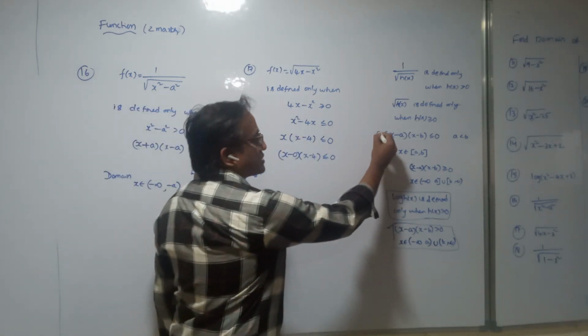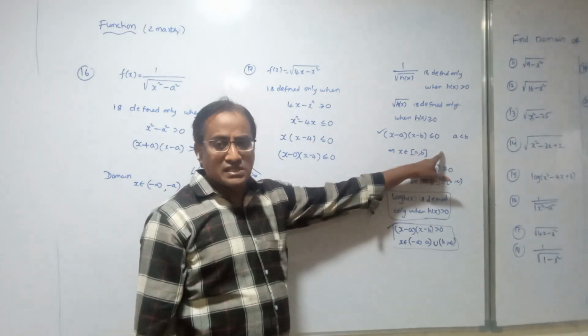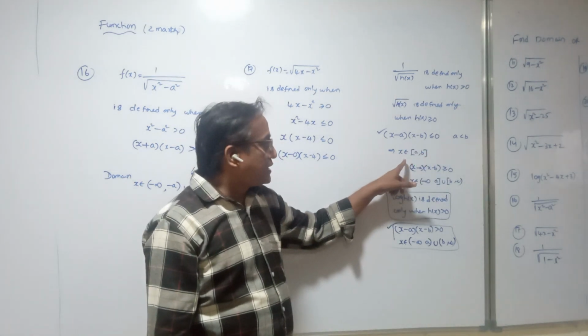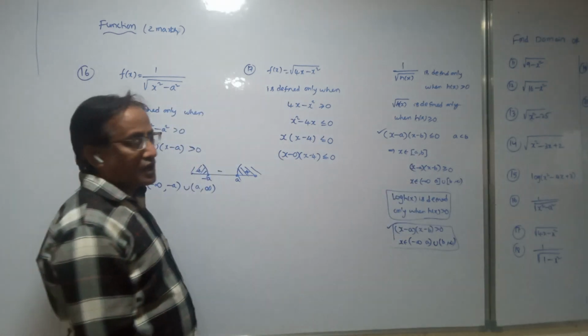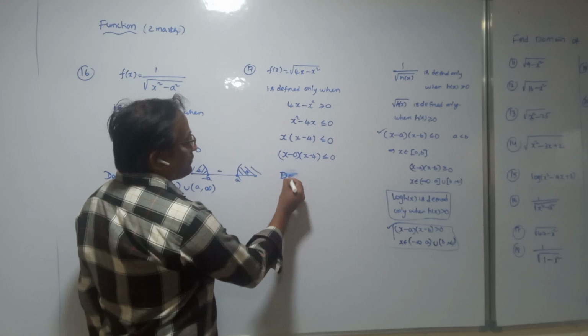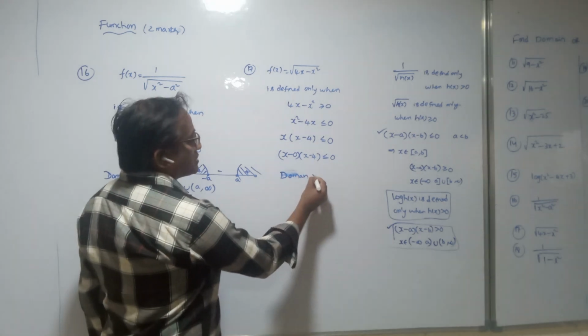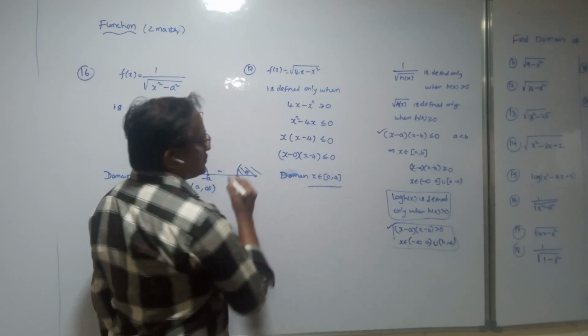Now this is the case. x minus a into x minus b less than or equal to 0, then the result is x belongs to closed a comma b. So domain, x belongs to closed 0 comma 4. That is the domain.